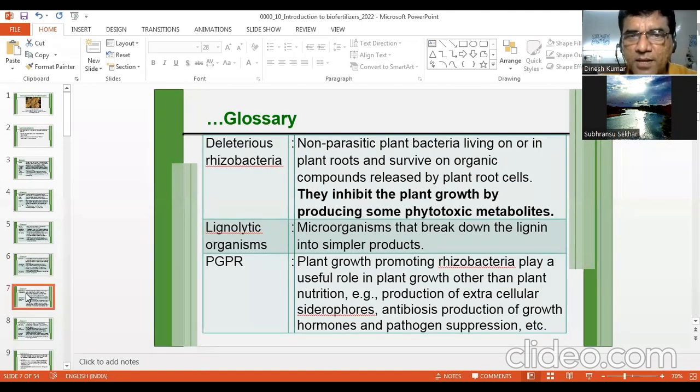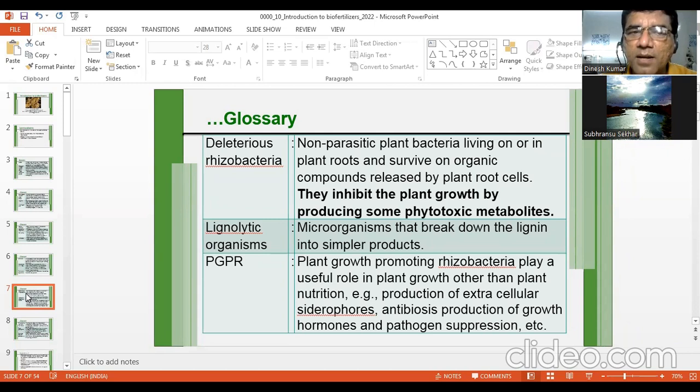Deleterious rhizobacteria. These are non-parasitic. Remember, they are not parasitic. They are not plant pathogenic bacteria, living on or in plant roots. They may live on the plant roots or inside the plant root, but still they are not parasitic, and survive on organic compounds released by plant root cells. They inhibit the plant growth by producing some phytotoxic metabolites. So these are called deleterious rhizobacteria.